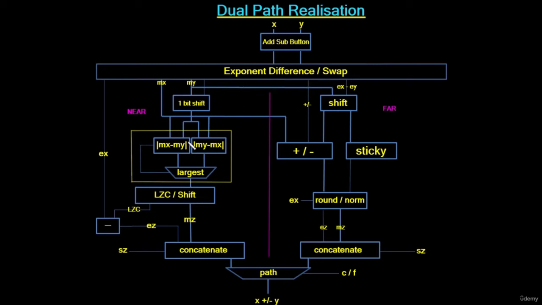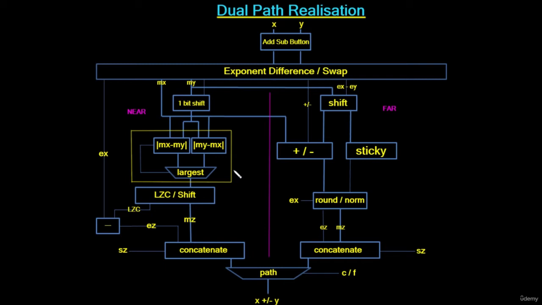So on the left hand side we have the near path, and on the right hand side we have the far path. So let's talk over the near path first of all. Now we only use the near path whenever we do a subtraction and there has been a cancellation. So in that case, we take the mantissa value for x and the mantissa value for y. Now this cancellation will only occur whenever the exponent difference is a value of 0 or a value of 1. So it means that the exponent will shift by either a factor of 0 or a factor of 1.